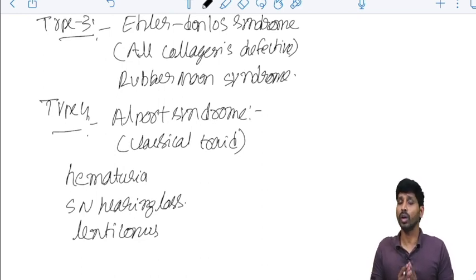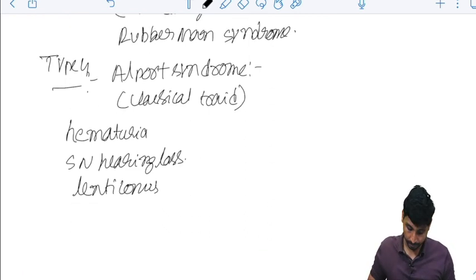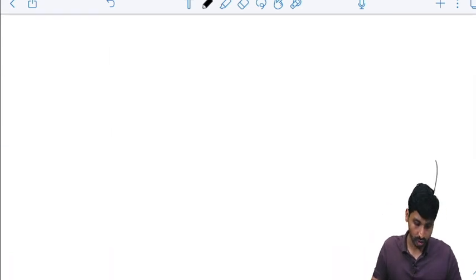Now, type 2, what I said, collagen synthesis is absolutely fine, right. There is no problem with the collagen synthesis, but because of the misguidance of the immunity of our body, autoantibodies are generated against the collagen. So they will go and destroy the collagen, right. So we will discuss those disorders.